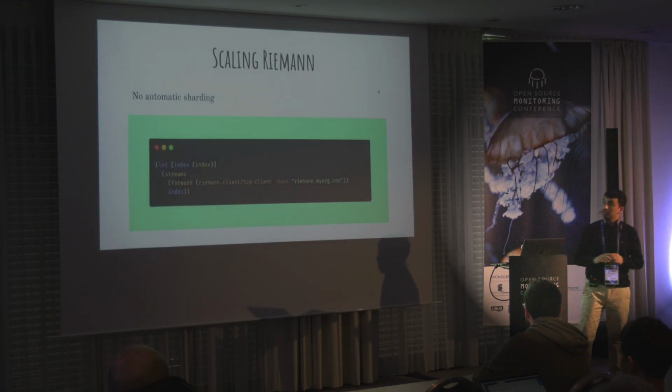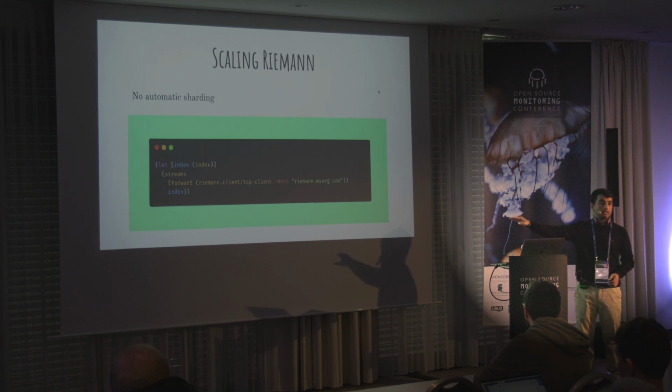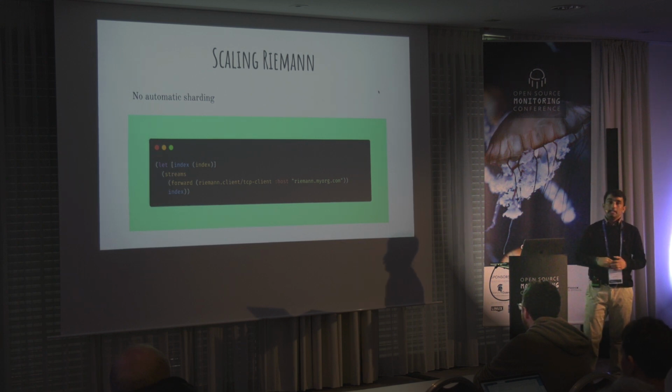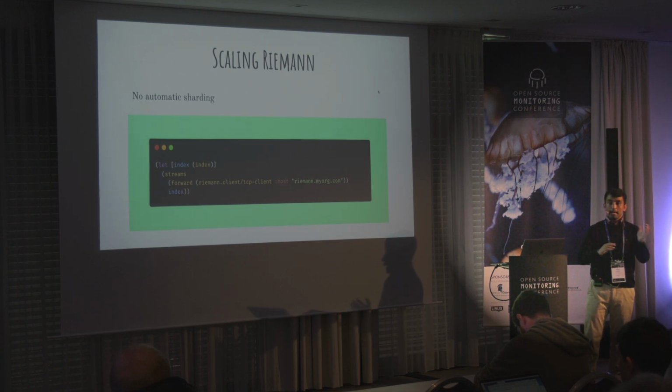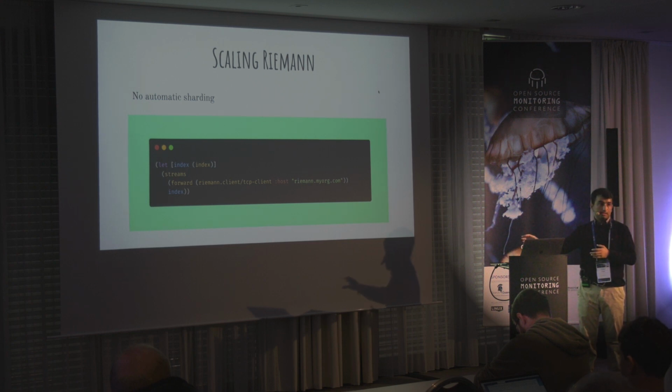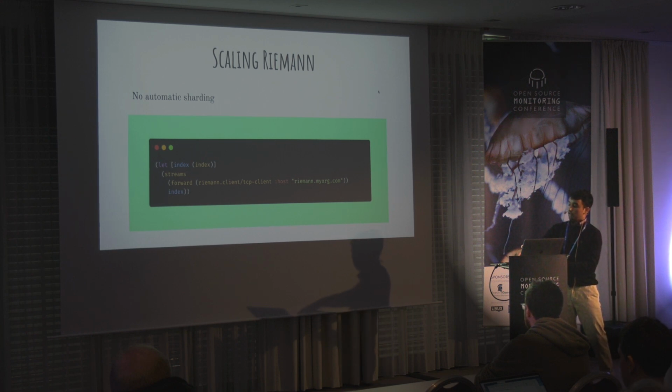Riemann has something called forward stream. In this example, you can see that this Riemann instance is actually forwarding the events to another remote Riemann instance. This way, let's say you can shard all your front-end events to one Riemann instance and all your back-end events to another Riemann instance, and then you can merge both of those streams together. You can do as you would like using this forward stream.